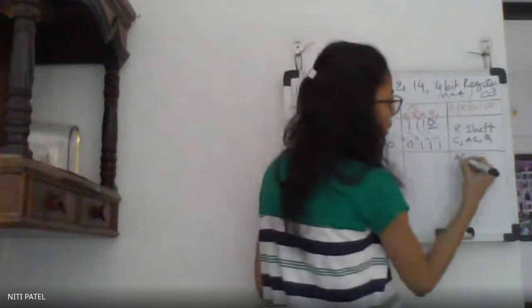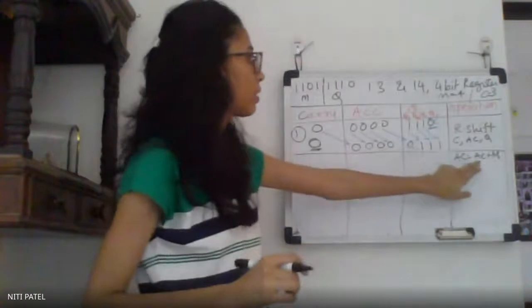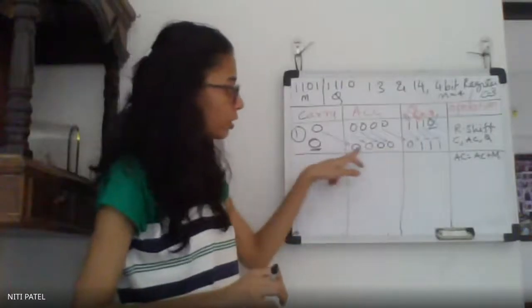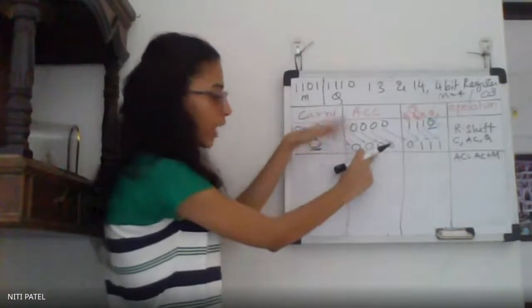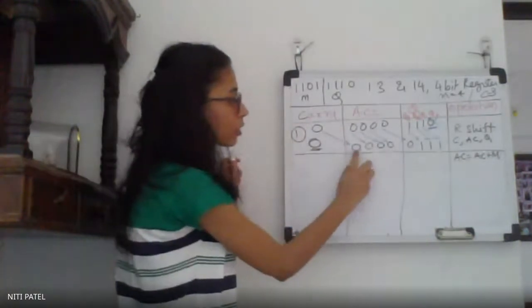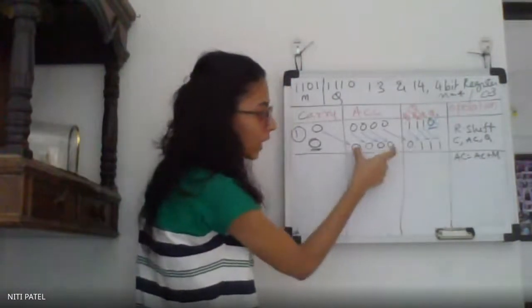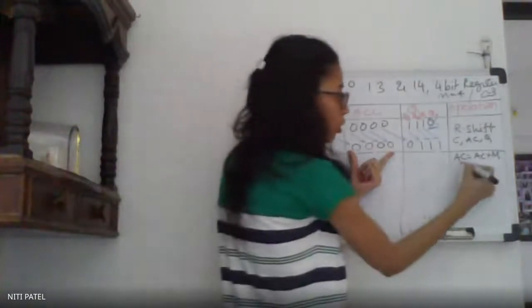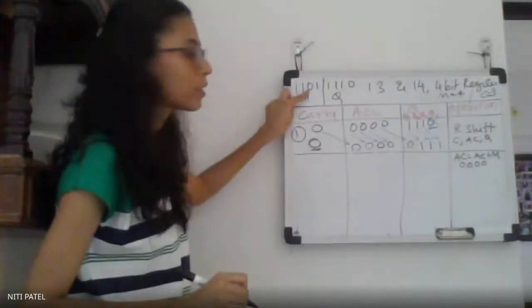So what I have to do first, AC is equal to AC plus M. What is the value of AC? All zeros. Okay, you have to take the value of AC from here now. Why? Because you have changed it. It might happen that sometimes it is 0001. So whenever you perform this operation, you have to consider the latest value of AC. So what is the latest value of AC? 0000. What is the value of M? It is 1101.